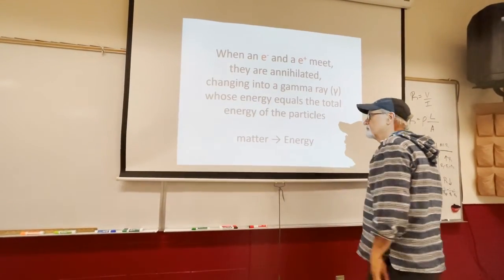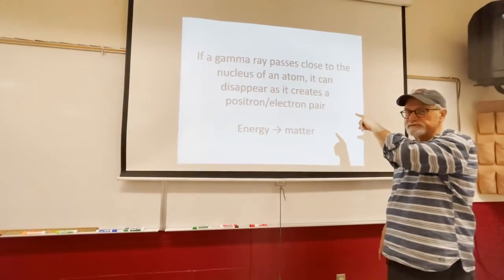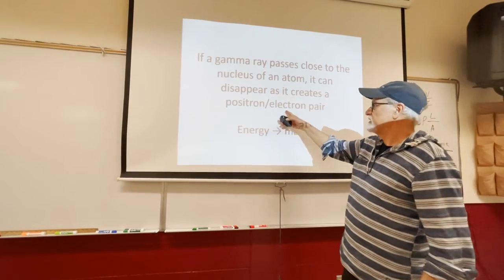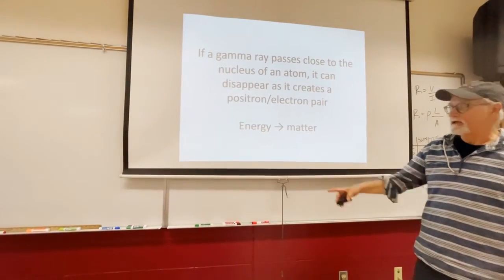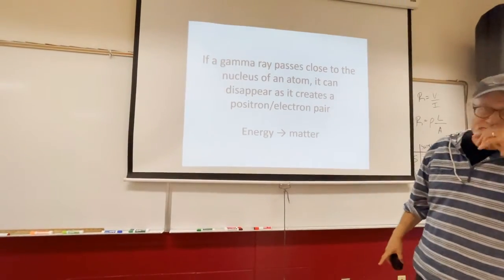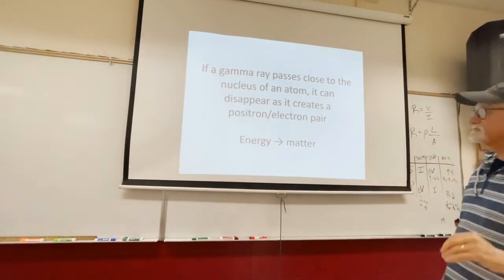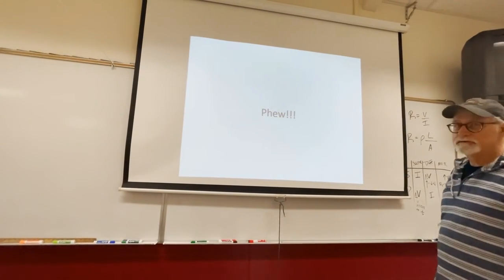Now here's another wild thing. If a gamma ray passes close to the nucleus of an atom, it disappears and positron-electron pairs emerge. So it can go both ways. Energy can be converted into matter. This is only at the very small scale and at very high speeds. Is that it?